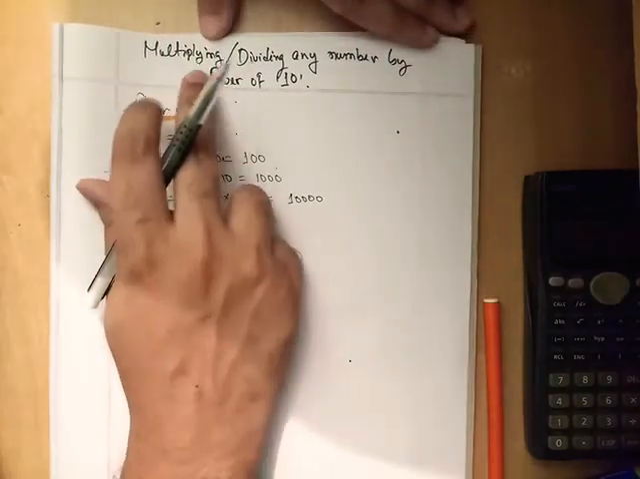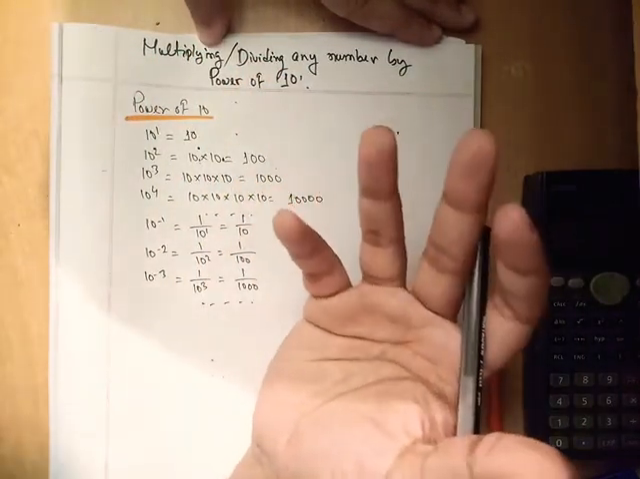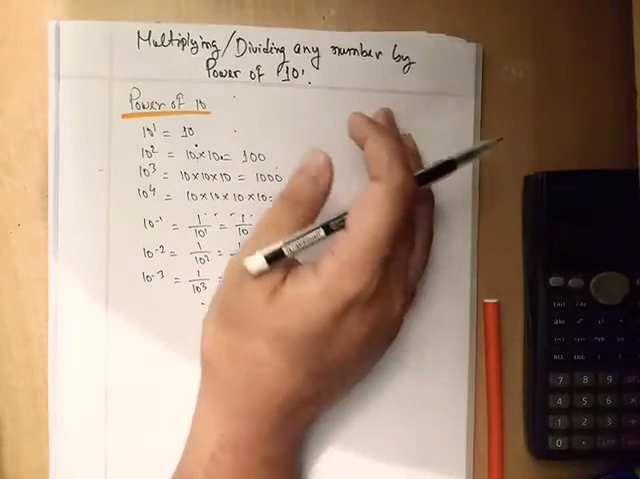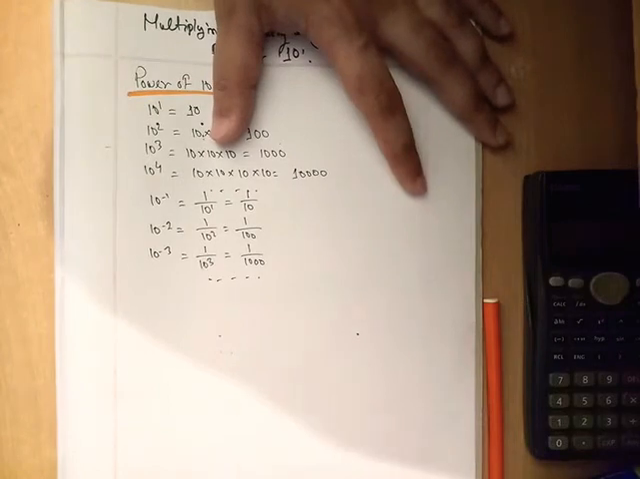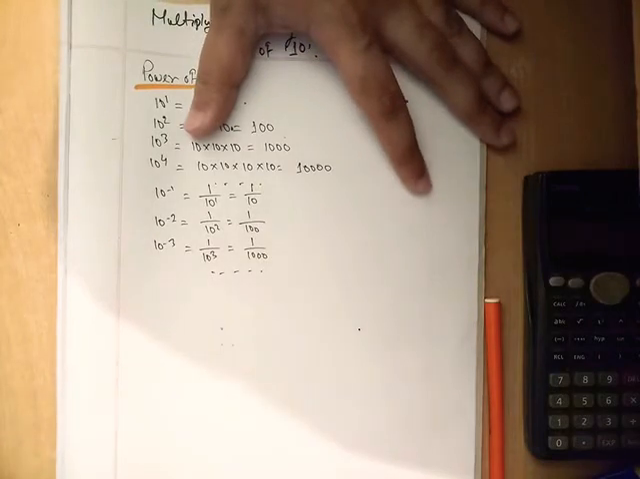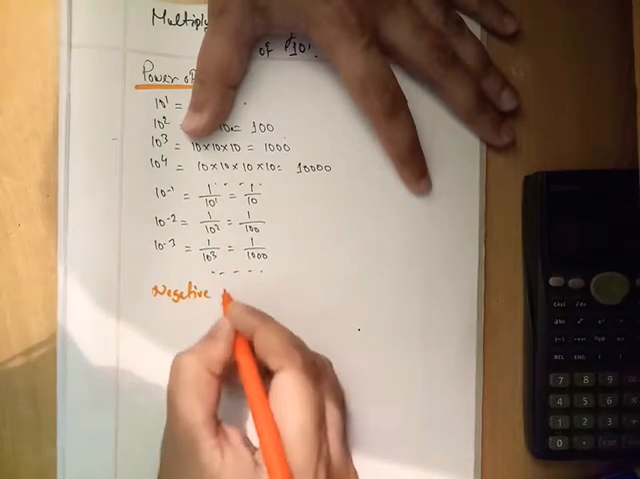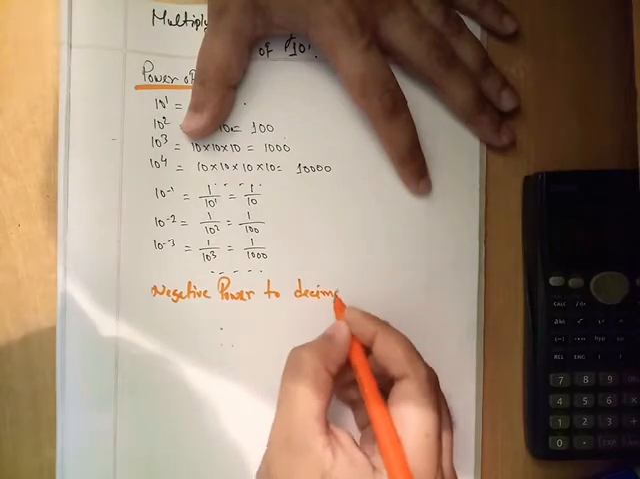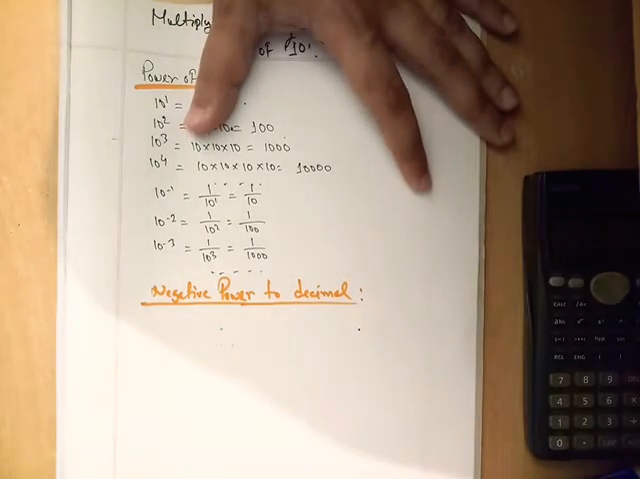Now the topic is we need to multiply and divide any number. These numbers include integers or decimals. So multiplying or dividing a whole number or a decimal number by powers of 10. And how do we do it? Before that, another thing that we need to learn, that is called conversion from negative powers to decimals. So negative power to decimal conversion, we need to learn it, and we need to understand how it works.